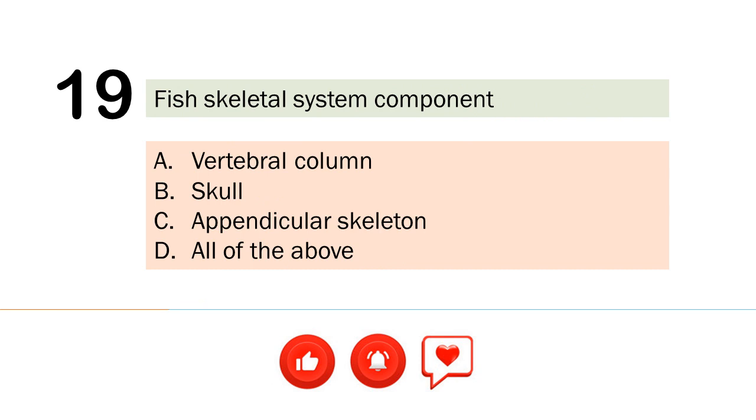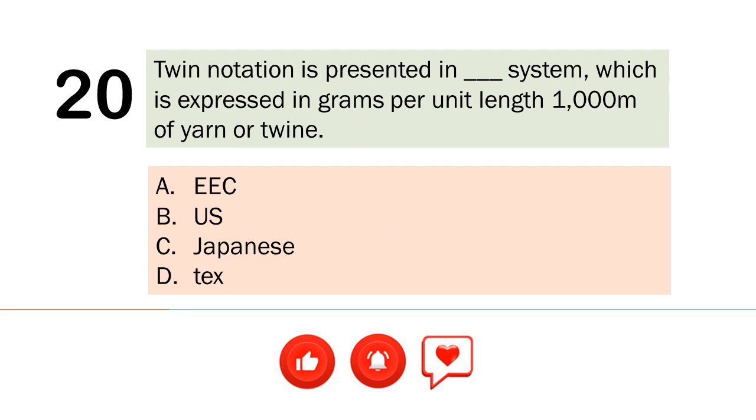Question number 19. Fish skeletal system component. A. Vertebral column. B. Skull. C. Appendicular skeleton. D. All of the above. The correct answer is letter D. All of the above.